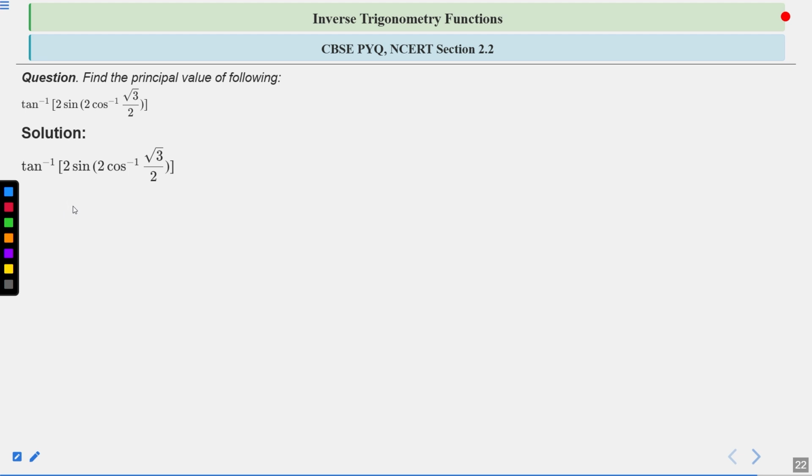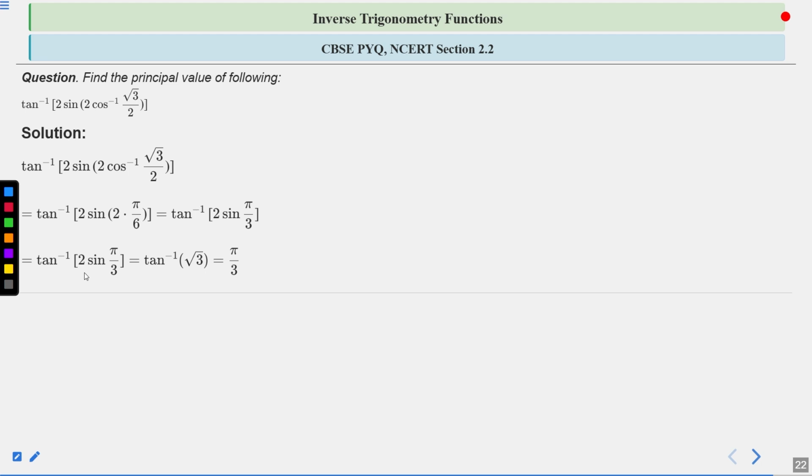Our expression is tan inverse 2 sine 2 cos inverse root 3 by 2. So it will be tan inverse 2 sine 2 into pi by 6. Clear? Why 2 into pi by 6? Because we know that cos inverse root 3 by 2 is basically pi by 6, right? So it will be tan inverse 2 sine 2 into pi by 6. Now this 2 and 6 cancel out, and it will be pi by 3. So now we have tan inverse 2 sine pi by 3, right?